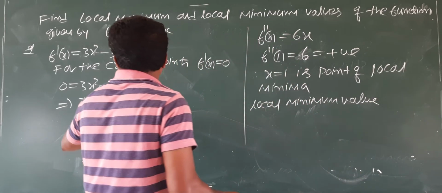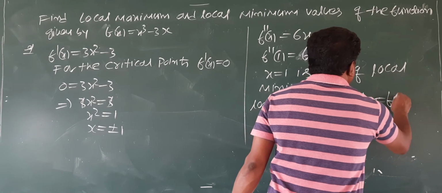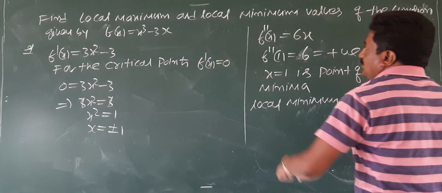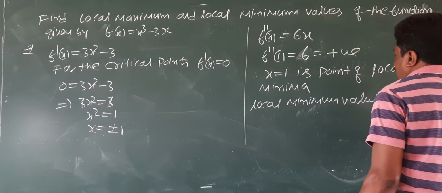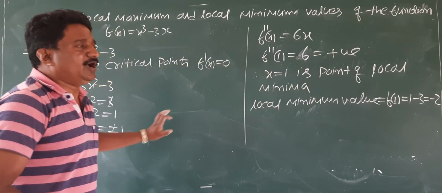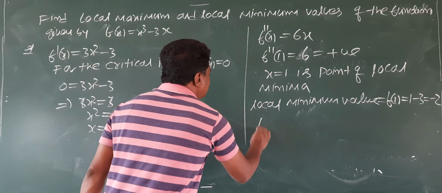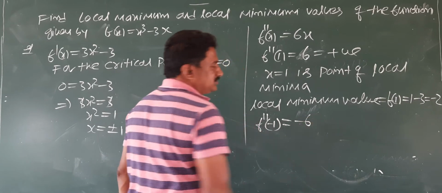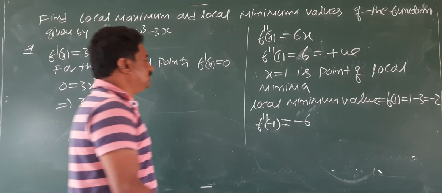So local minimum value is f(1). f(1) is equal to 1 minus 3 minus 2. We have one more point to be checked: f''(-1). It is minus 6.